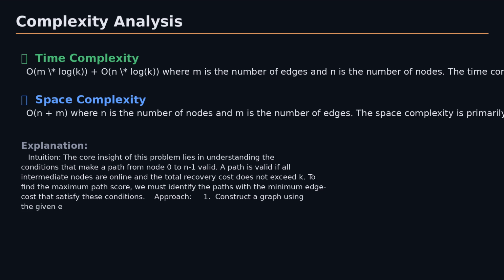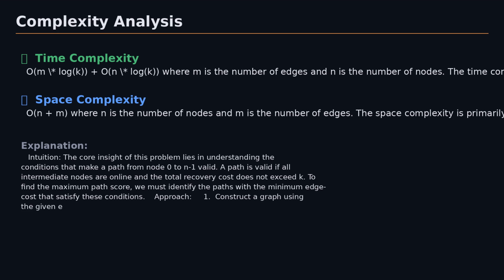The time complexity of this solution is O(m log k) plus O(n log k), where m is the number of edges and n is the number of nodes. The time complexity is dominated by the binary search and Dijkstra's algorithm. The priority queue operations take O(log n) time, and we perform these operations m times for each iteration of the binary search. Additionally, the binary search itself takes O(log k) time.